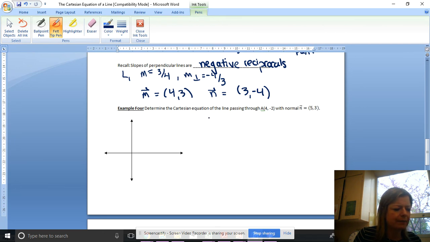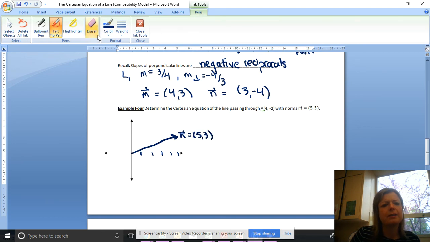Okay, so determine the Cartesian equation of a line passing through (4, -2) with a normal of (5, 3). So what does this look like? Well, if our normal is (5, 3), okay, so there is our normal. And it passes through (4, -2). So our line must be one that goes through this point and is perpendicular to the normal. Basically this is the line that we are attempting to find.